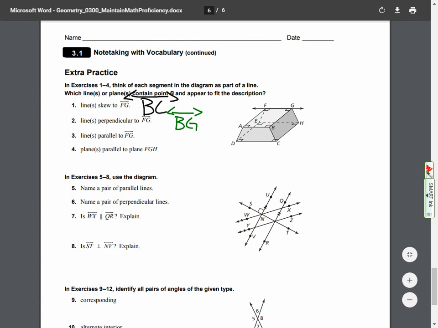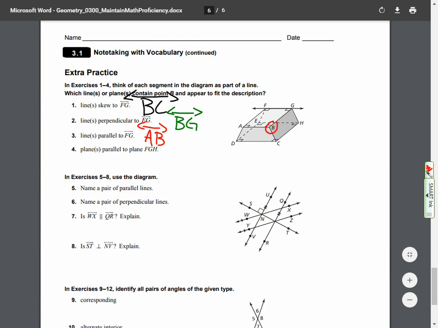Moving on, next one. Lines parallel to FG. Okay, I went through that in the first one. That's line AB, on the same plane. They will never intersect because they're parallel.